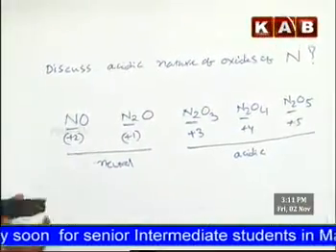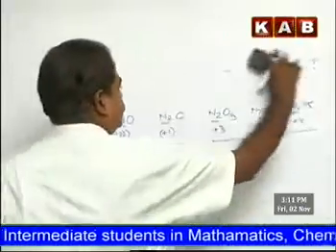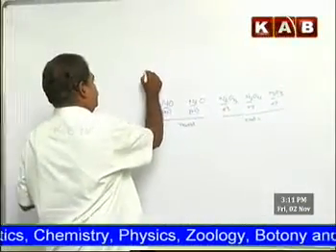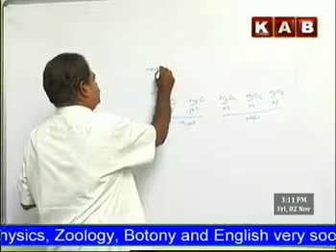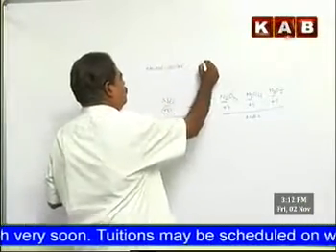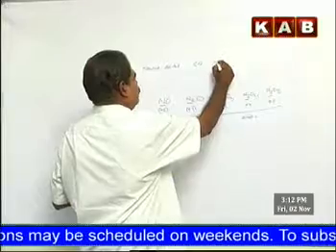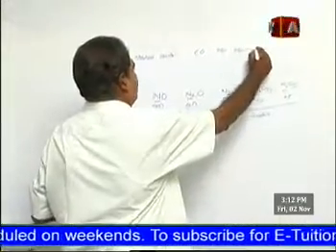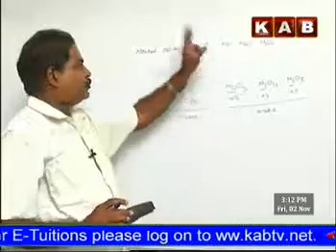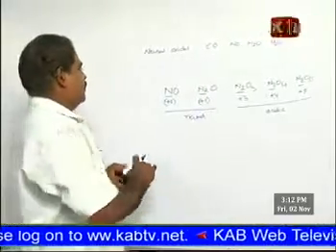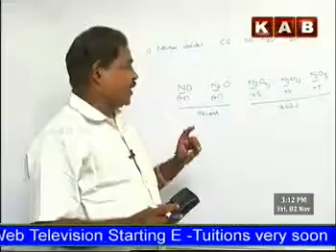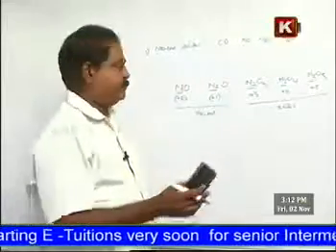Very few in our syllabus are neutral oxides. Very few, I repeat, in our syllabus. Neutral oxides: CO, carbon monoxide, NO, N2O, H2O. Only these four are neutral oxides. Neutral means they are neither acidic nor basic. They don't react with either acids or bases.